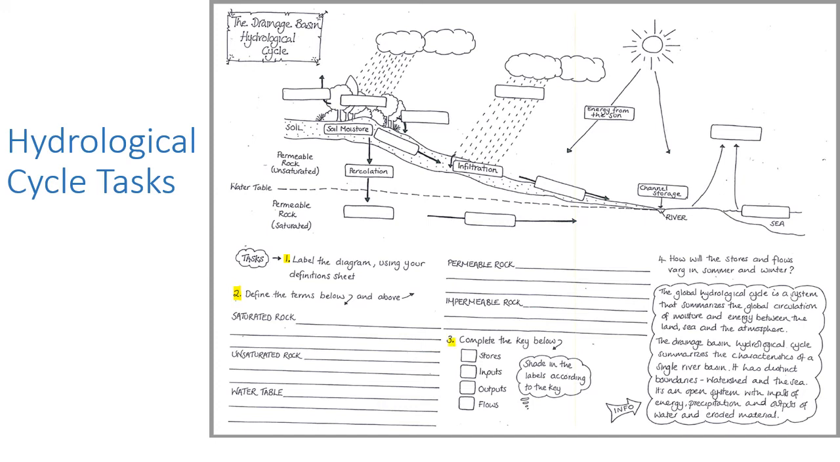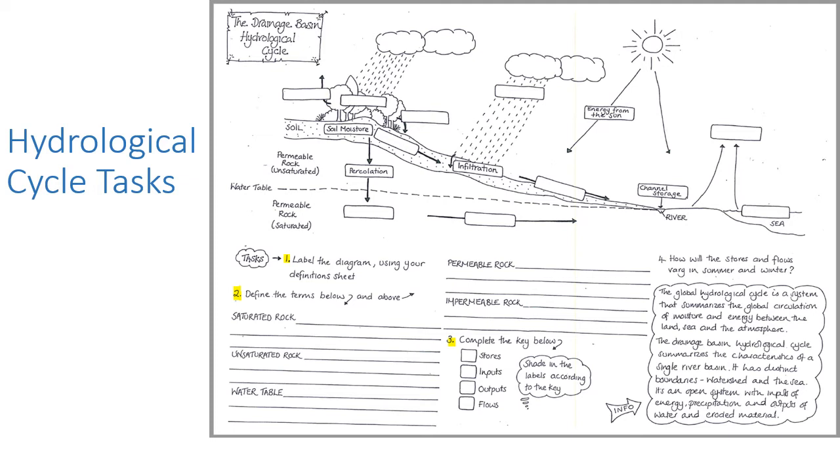Number 3, complete the key below. What are stores, inputs, outputs, and flows? Now we've done stores and flows. Inputs is anything coming into a system. So if you've got, for example, a cloud raining into a river basin, that's your input. And if you've got the river flowing into the sea, that would be your output.